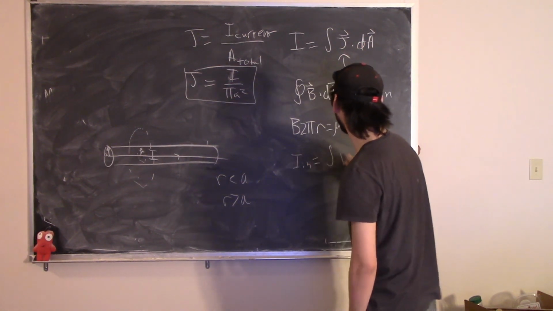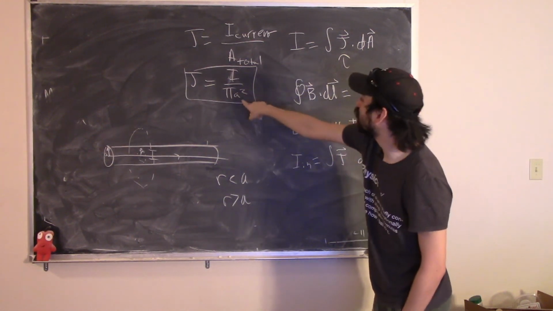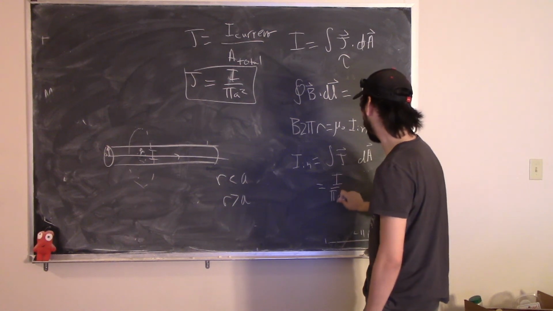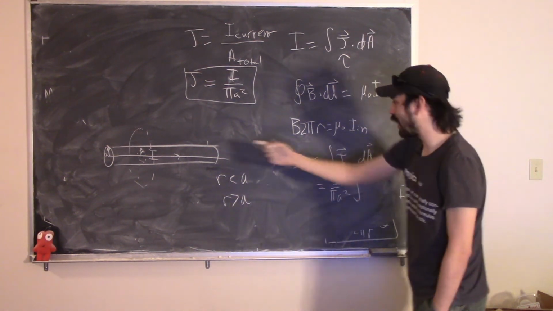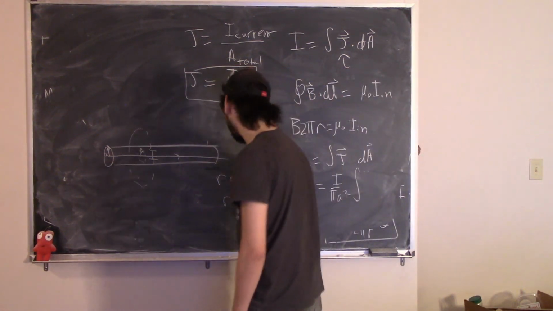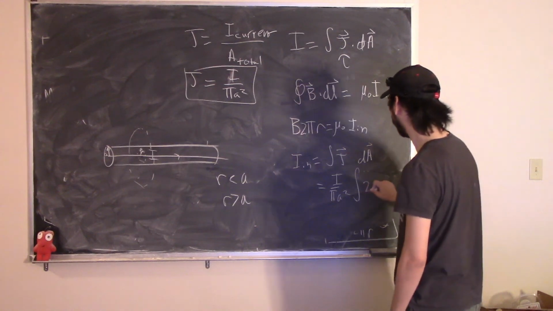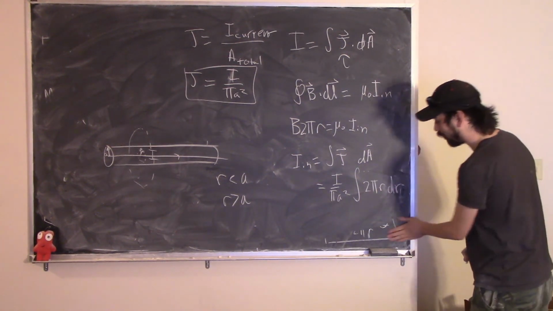This is equal to the integral of J dot dA. J is just going to be this constant. We can pull that outside the integral. I divided by pi a squared, times the integral. dA is really just going to be 2 pi r dr. Okay.